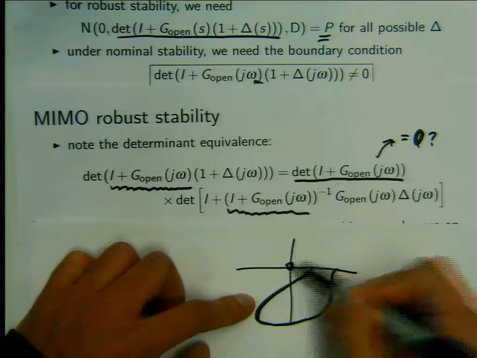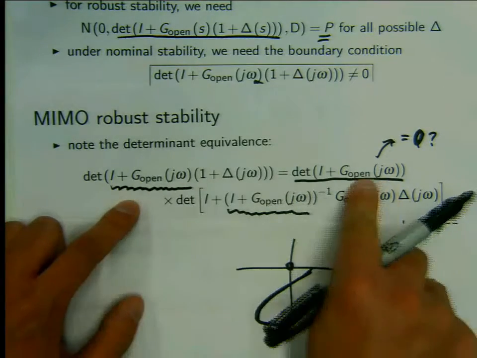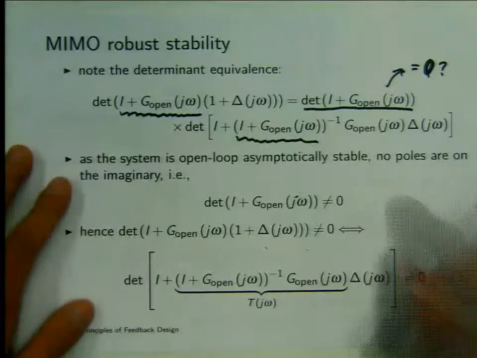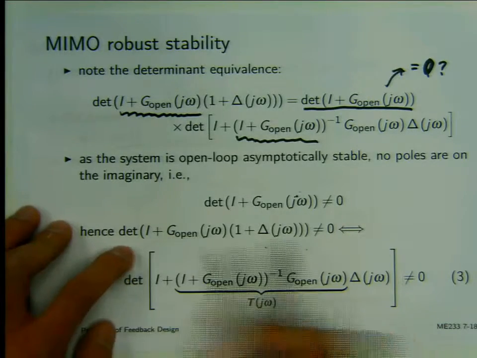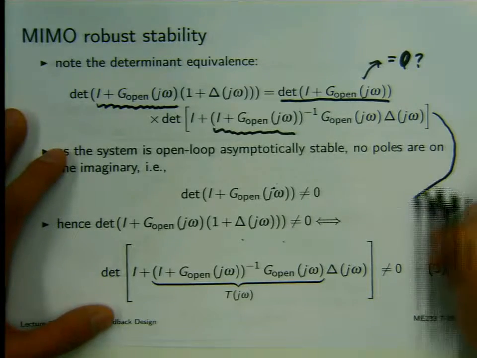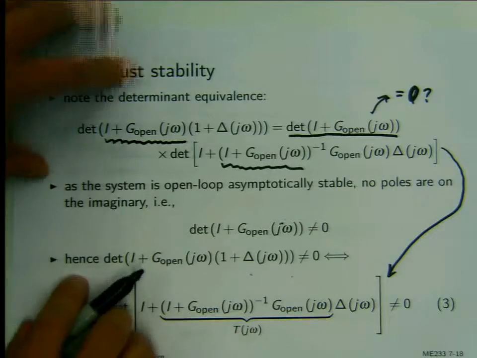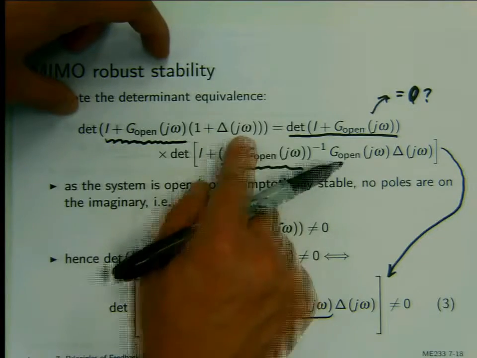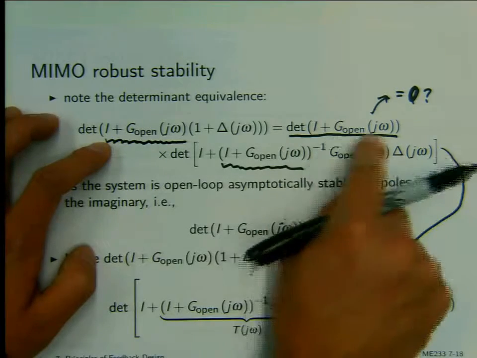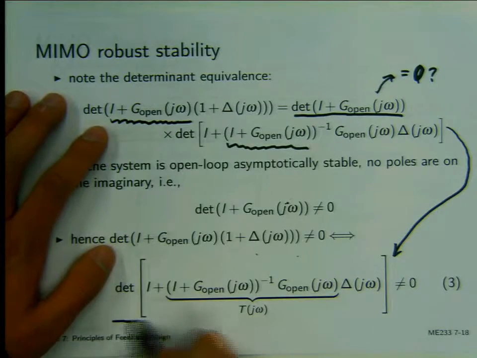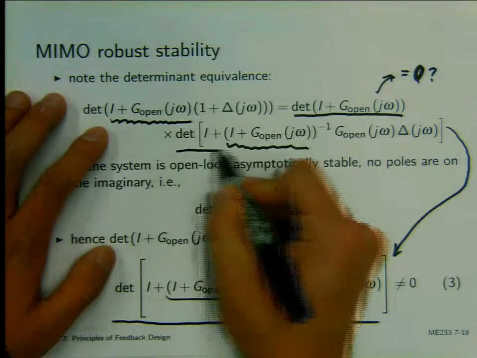Because of this fact, I can divide both sides by this determinant. Because it's nonzero, I can divide this thing by this guy to obtain here. Yeah, I have to look from here to here. Okay? So here, we have already seen the left hand side cannot be zero, because that's the requirement for robust stability. And we have seen this guy cannot be zero. So I can divide this to here. So the conclusion is that this term cannot be zero. This term here cannot be zero.